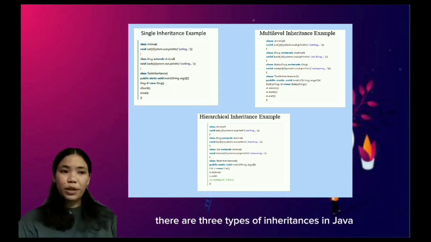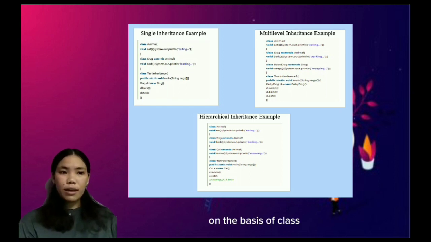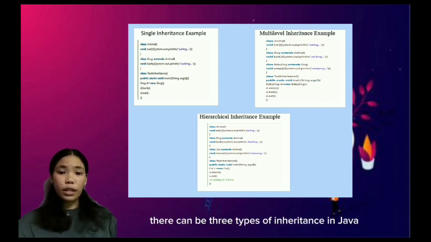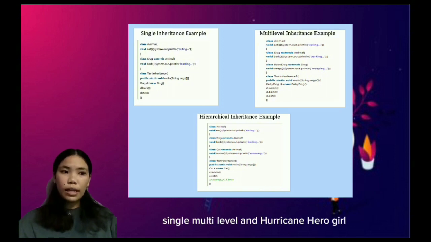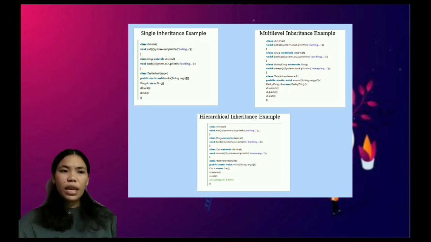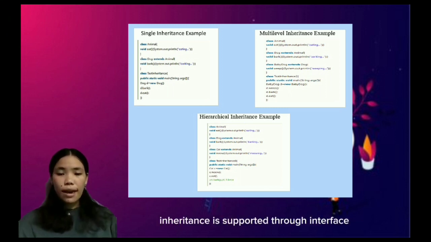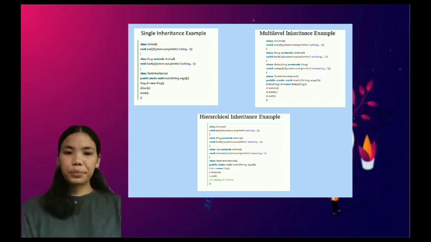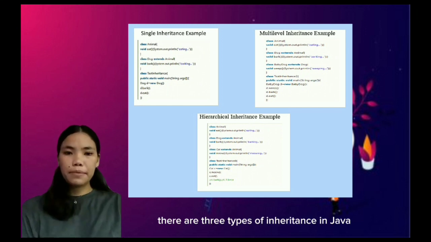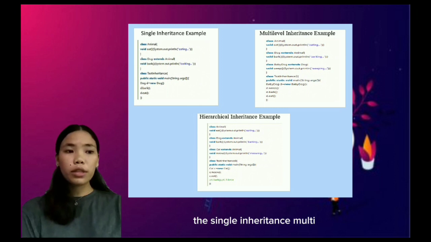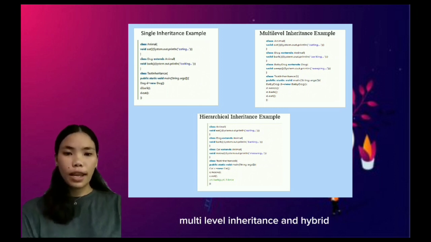There are three types of inheritance in Java. On the basis of class, there can be three types of inheritance in Java: single, multi-level, and hierarchical. In Java programming, multiple and hybrid inheritance is supported through interfaces.